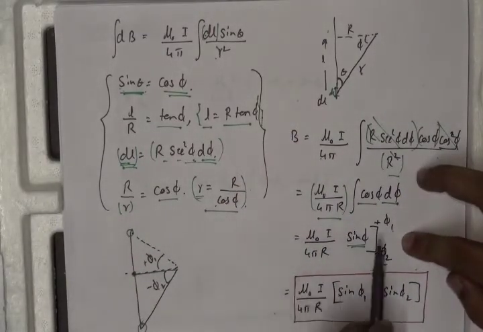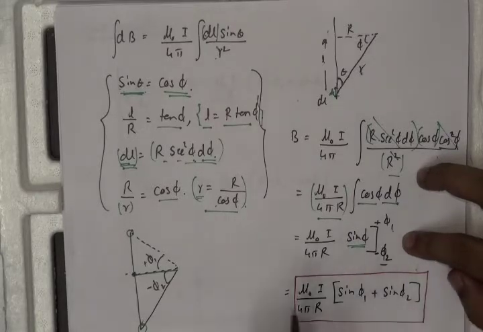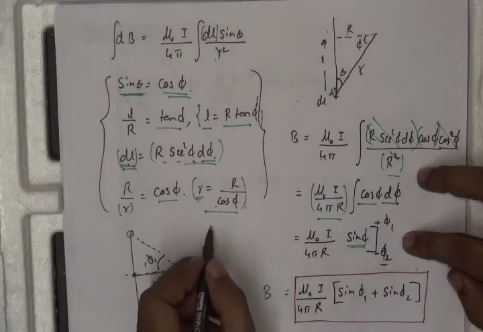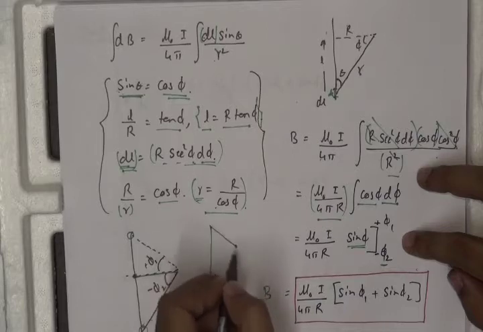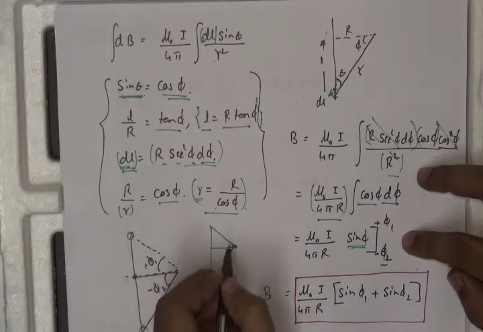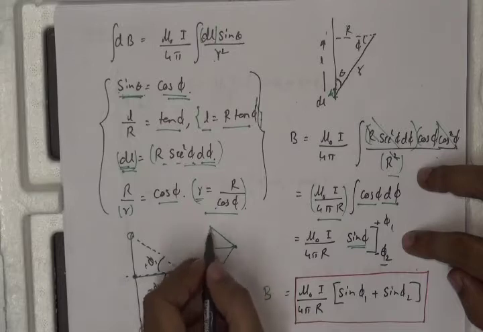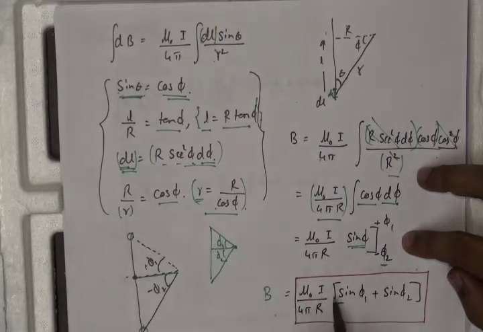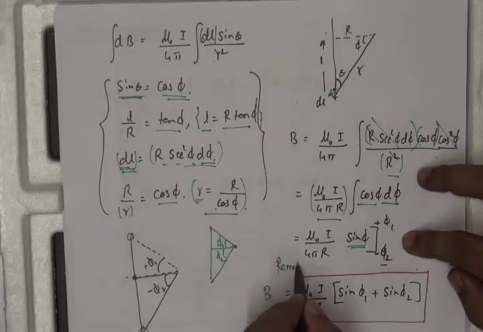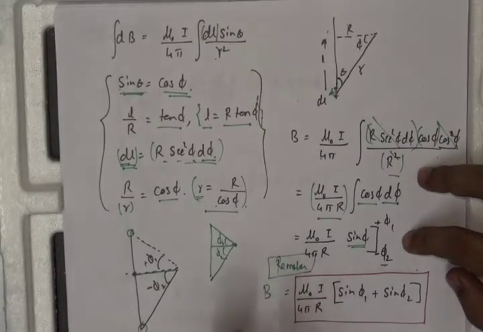Thus, putting the limits, we have mu naught I upon 4 pi R, sine phi 1 minus sine of minus phi 2. And the magnetic field because of a finite wire at a point P, such that the normal from the point to the wire makes angles phi 1 and phi 2, will be given by mu naught I upon 4 pi R into sine phi 1 plus sine phi 2. This is the result which we have to remember for solving many problems.